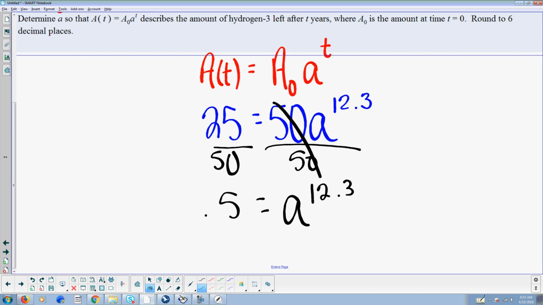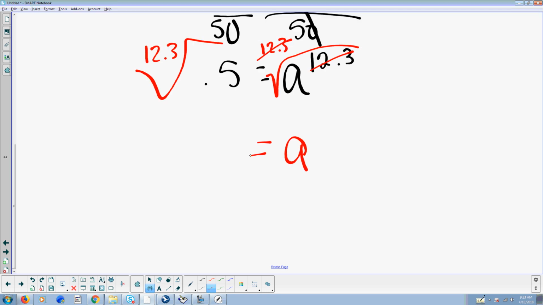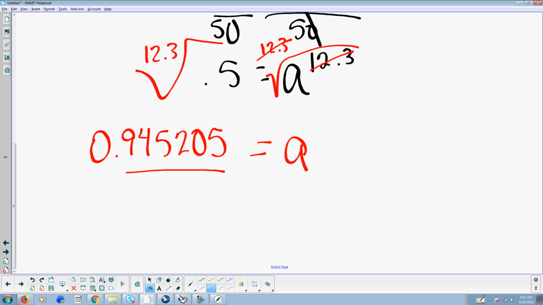How do I solve for little a? I'm going to take the 12.3 root of 1/2. The 12.3 root cancels the 12.3 power. So little a equals the 12.3 root of 0.5. I said round little a to 6 decimal places. So I got 0.945205. There's your answer for this part.